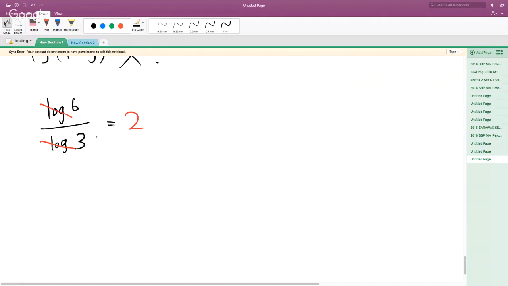If you use the calculator, you will get the correct answer, which is 1.631. Okay, this is one of the common mistakes. Don't do this. It is confirmed wrong.